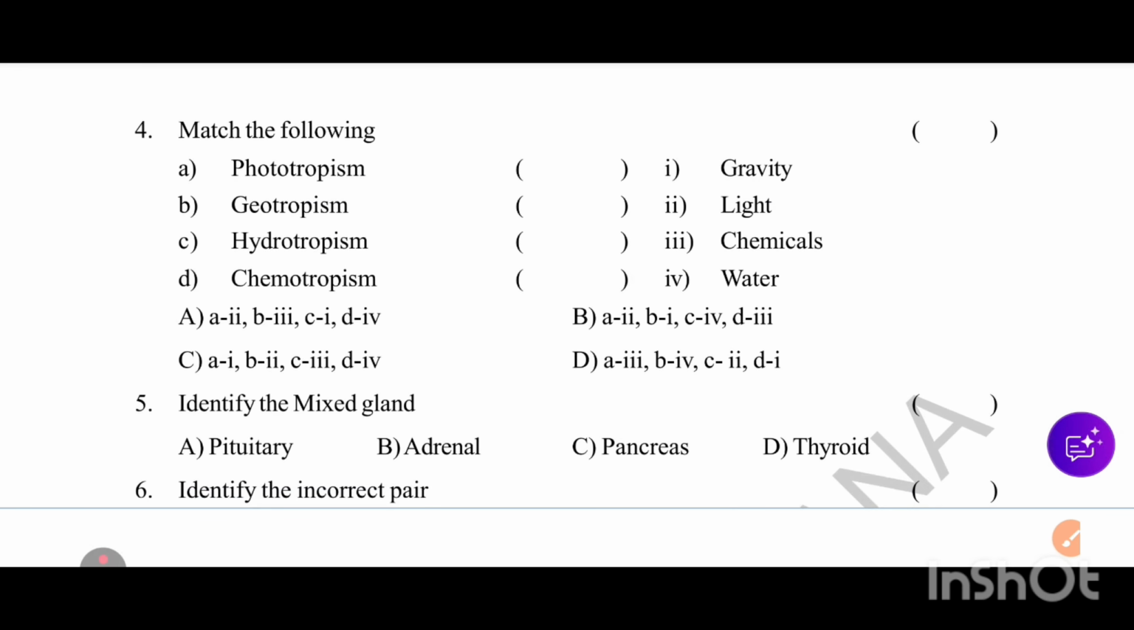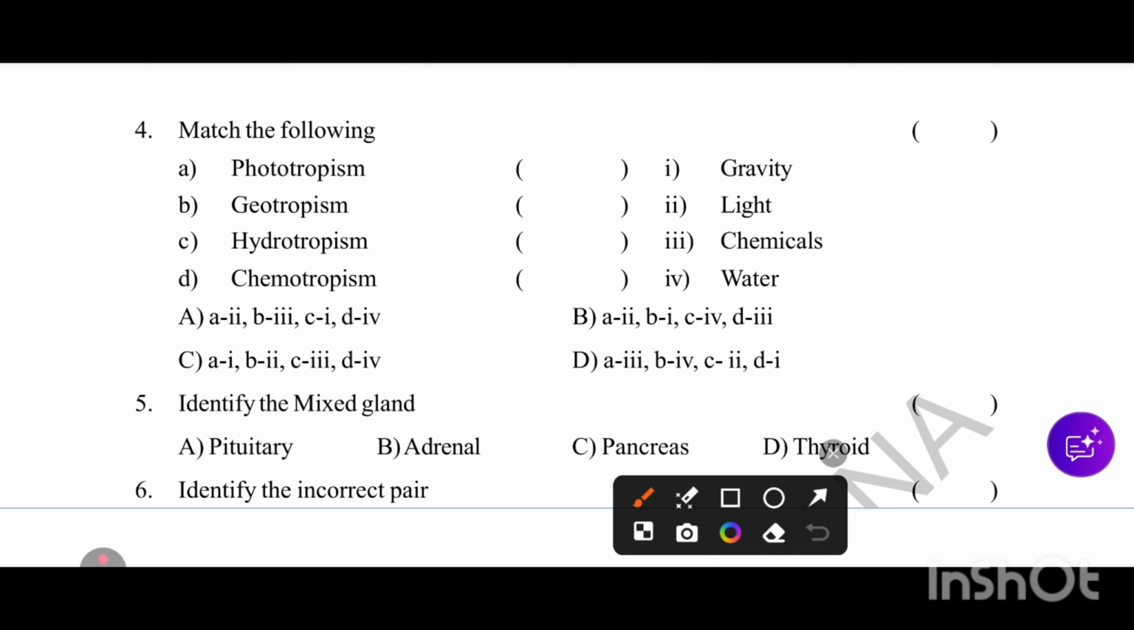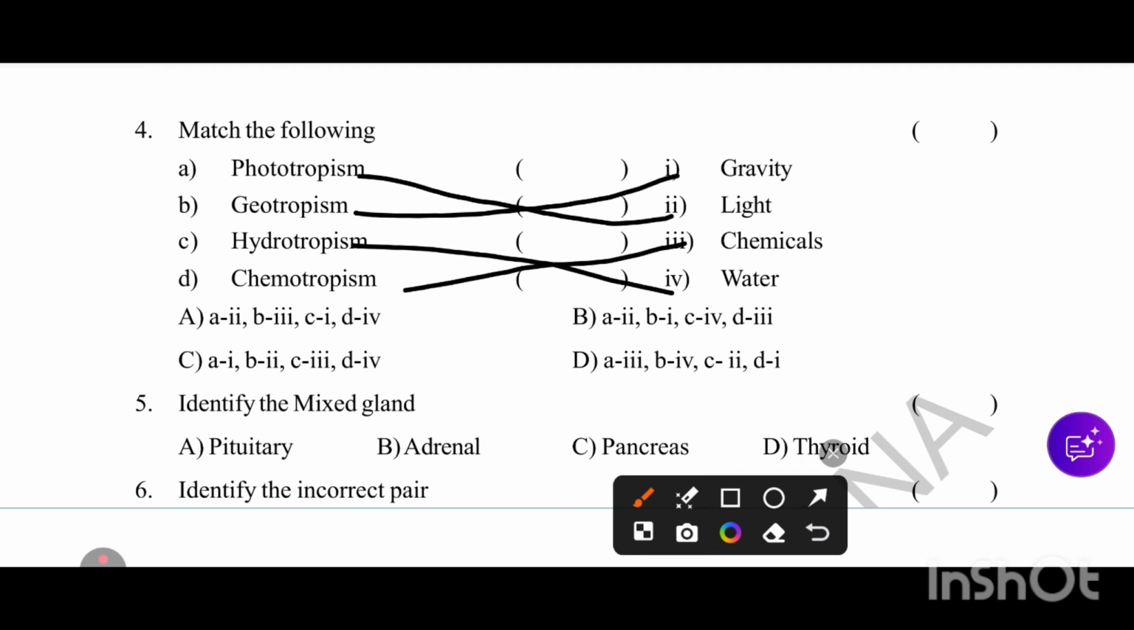Next, the fourth question, match the following. Options A, B, C, D and 1, 2, 3, 4 are given. Phototropism is generally observed in response to light. Geotropism means gravity stimulus. Hydrotropism means water, and chemotropism means chemicals. So you can understand the right sequence, and B is the right answer for the fourth bit.